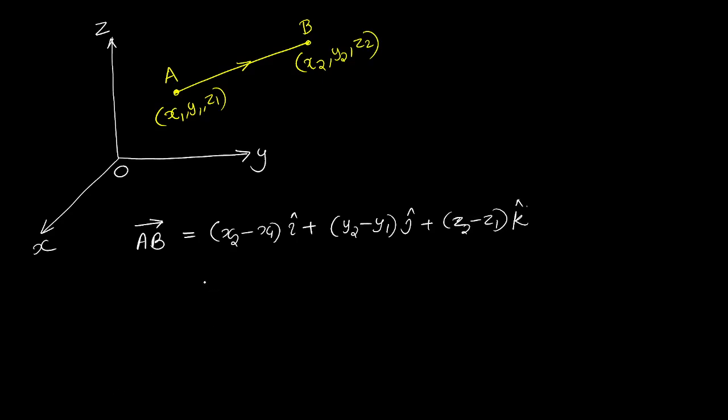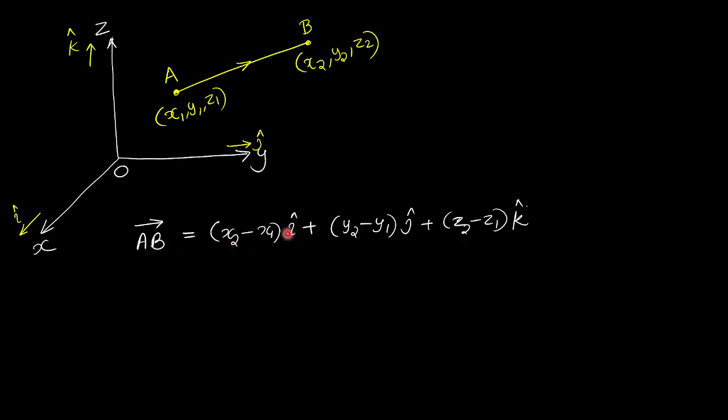What does it actually mean? The actual meaning I will tell you. What is this i? i is 1 unit motion along the x direction. j is 1 unit motion along the y direction. k is 1 unit motion along the z direction. So a helicopter has got a displacement vector this much.